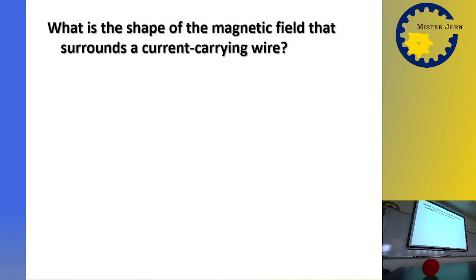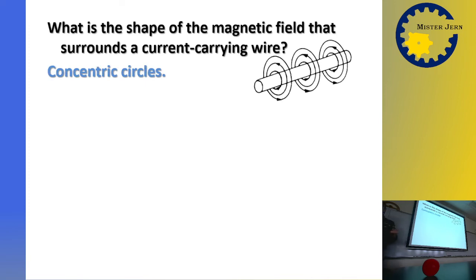Describe the shape of the magnetic field around a current carrying wire. What would you describe it as? Good. I see some of you guys going like this. Perfect. Yeah, concentric circles is probably the most common way to describe it. There's a similar picture on the notes document.